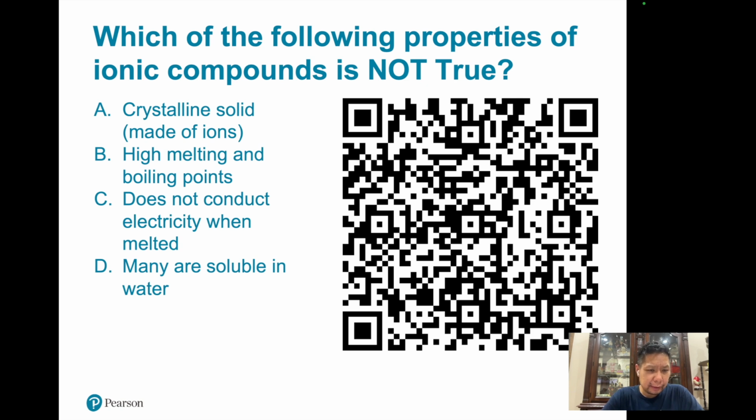So here's another question for you to answer. Which of the following properties of ionic compounds is not true? Crystalline solids, right, are made of ions. High melting points and boiling points. Ionic compounds have high melting points and high boiling points, right? They do not conduct electricity when melted, or many of them are soluble in water. Which one is the right answer? I'll give you a second to answer.